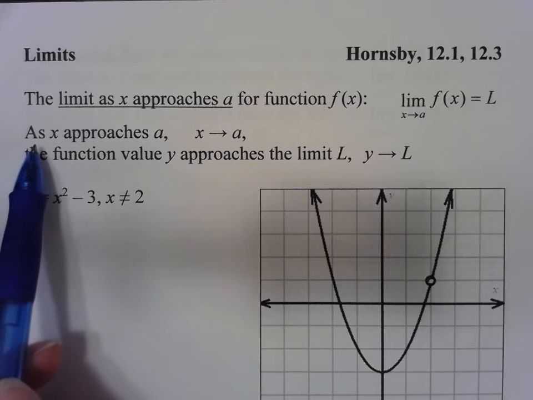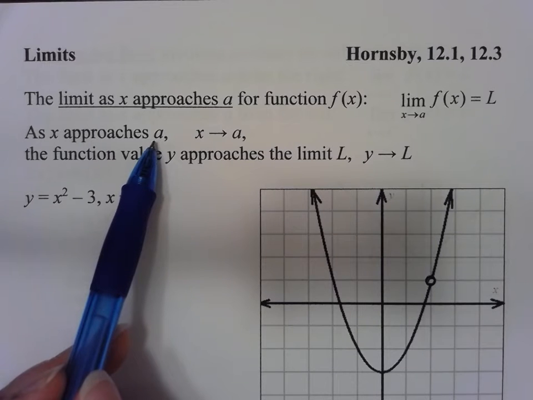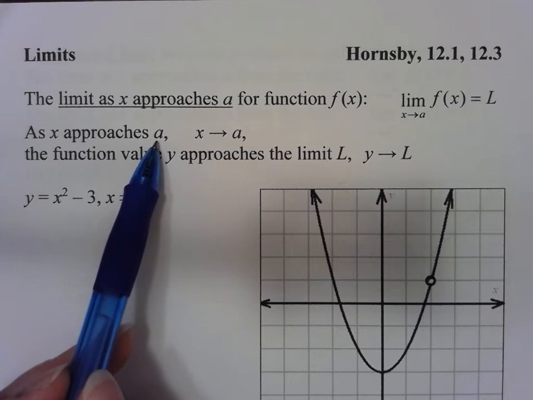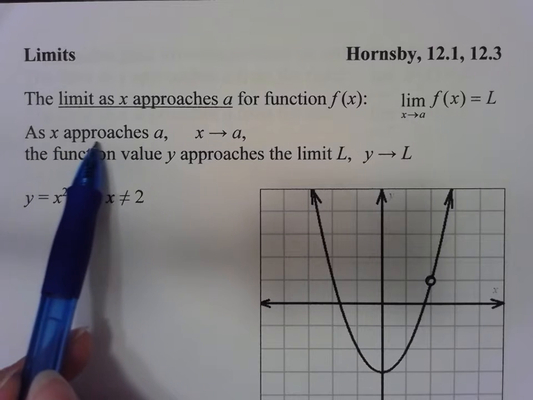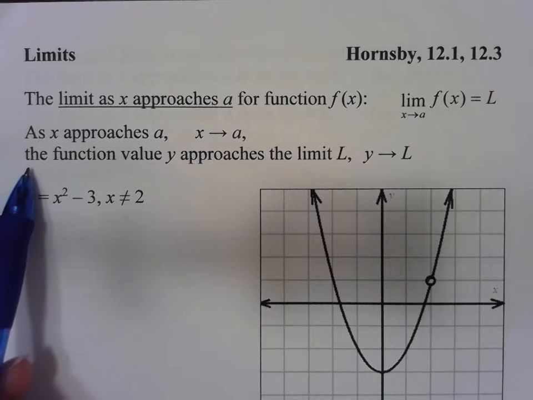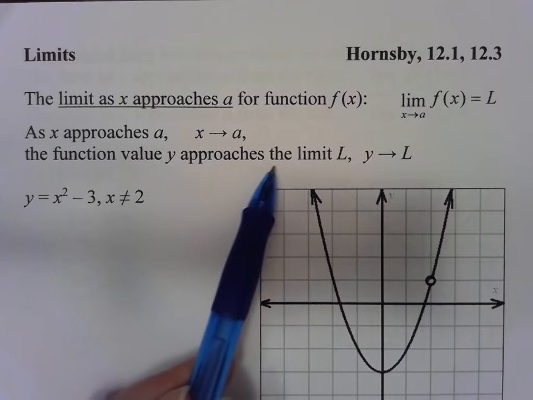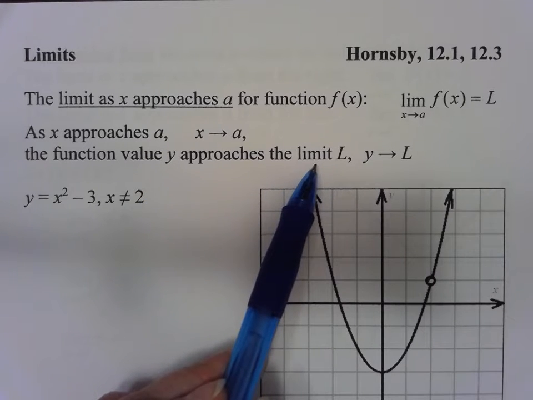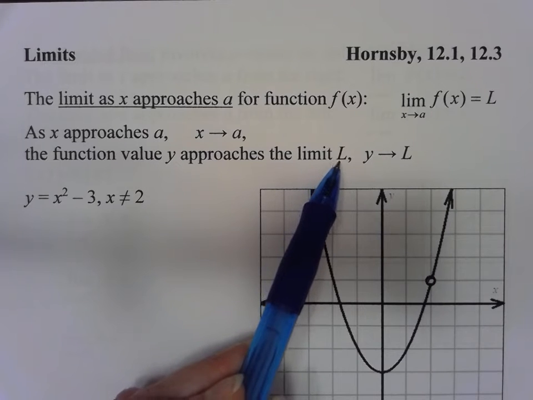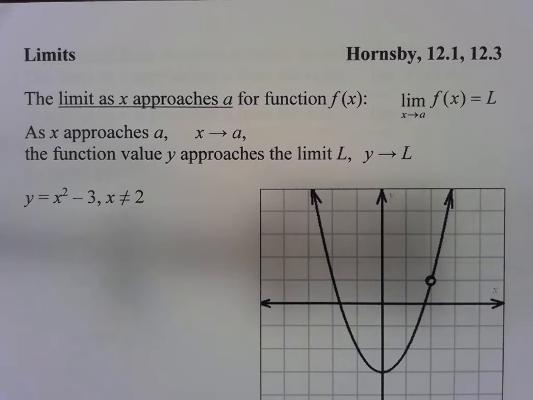So what this is saying is that as the x value gets closer or approaches the value of a, whatever it might be, whether it's 2 or 3 or 4 or -5, as x gets close to it, and we use this arrow to represent that, then what happens to the y value, or the function value? Does it approach some number? As x gets closer to a certain number that we're paying attention to, does the y approach a certain number? If so, it's called the limit, and you can also use that arrow notation for the y as well.